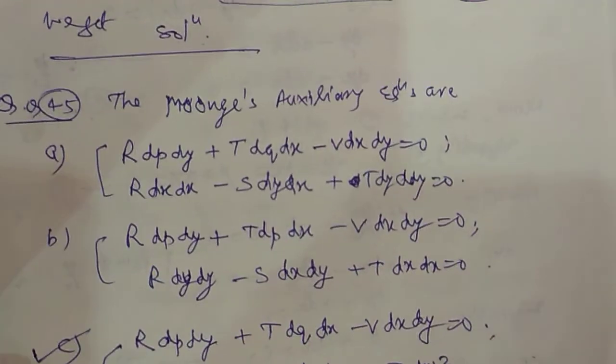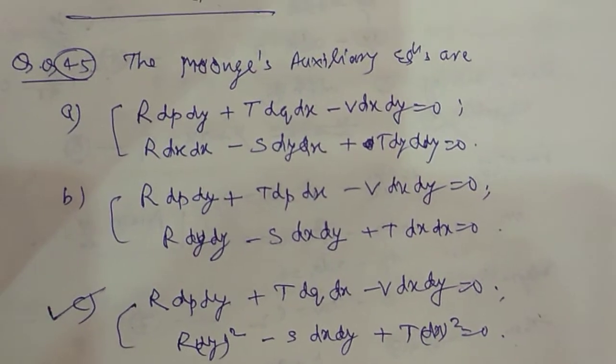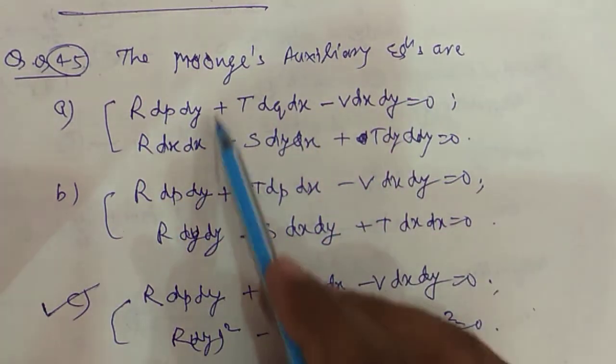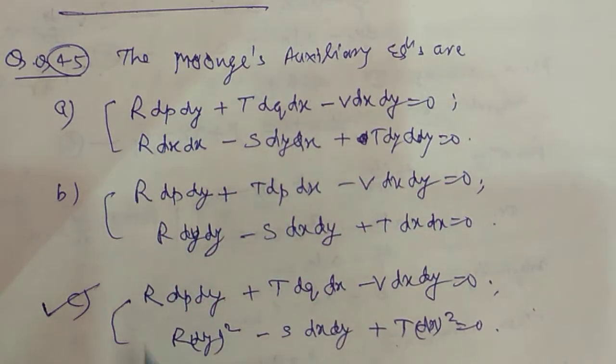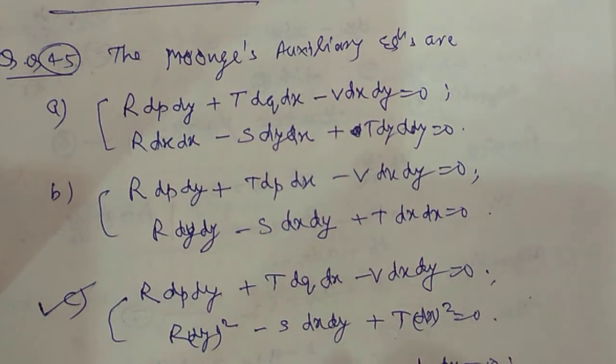Now, for the sake of a multiple choice question, we have framed a question. Monge's auxiliary equations are, we have to choose, this is a conceptual question, we have to choose the correct one. Here option C is correct. These two are the Monge's auxiliary equations.